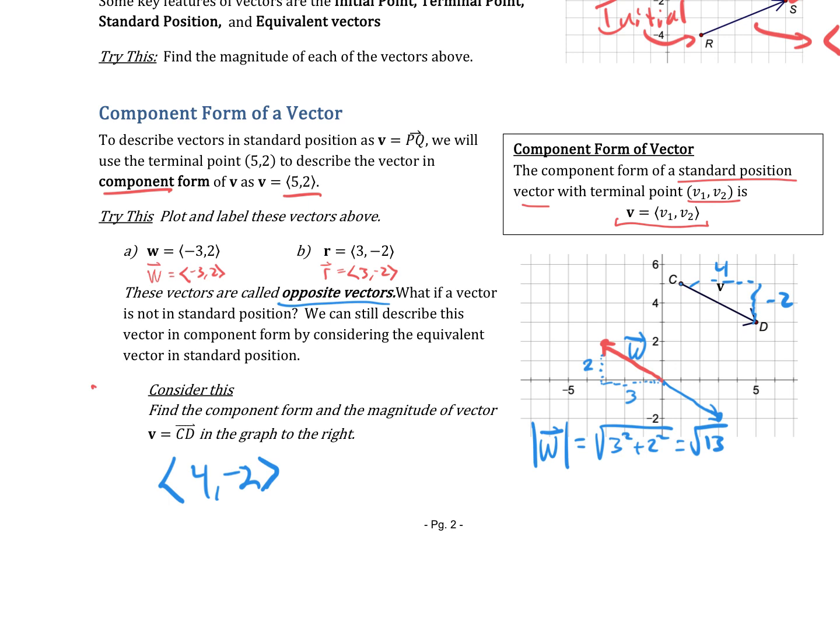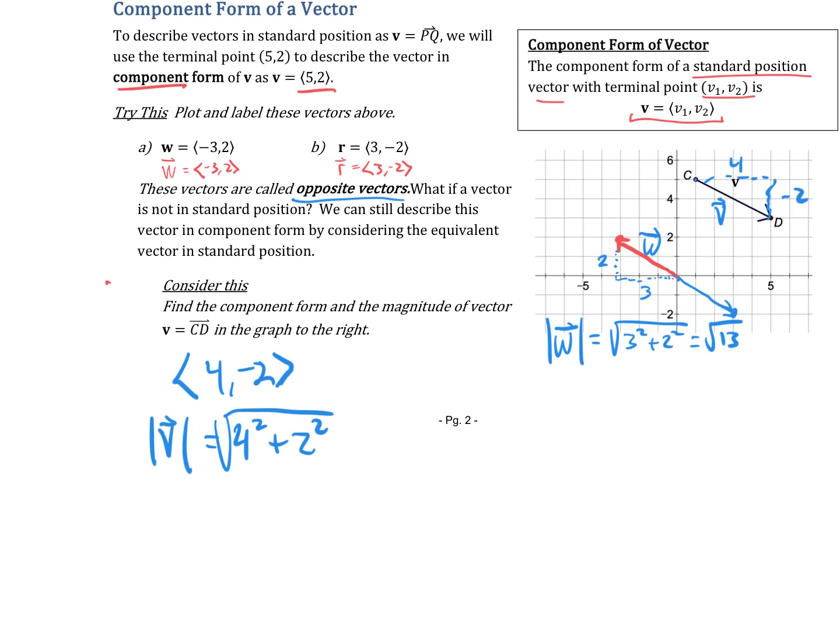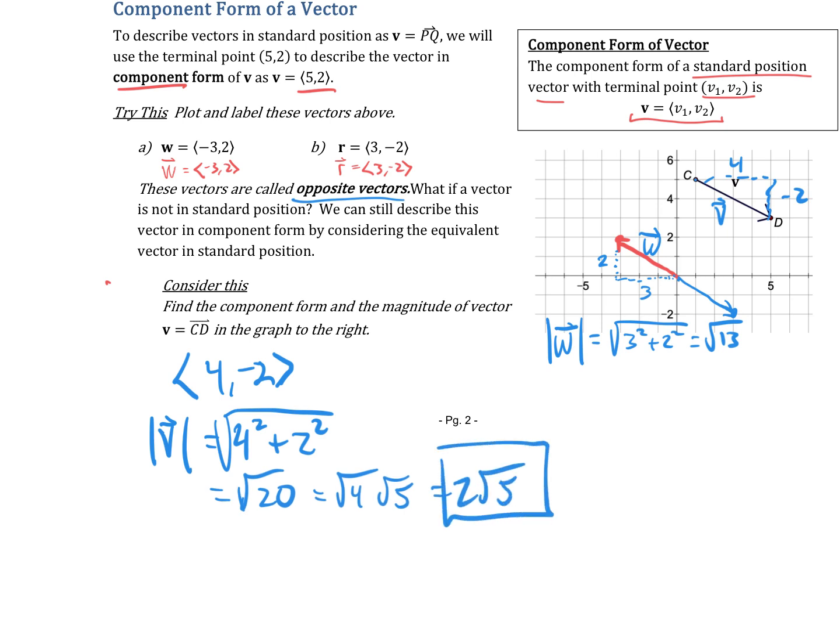And so the magnitude, if we use the Pythagorean theorem, the magnitude of vector V is the square root of 4 squared plus 2 squared. We don't need the negative because it gets squared away. We're just talking length. And that is 16 plus 4, which is 20. So this is the square root of 20. Remember how to simplify that? That's the square root of 4 times the square root of 5, which is 2 square root of 5. So there's the magnitude.